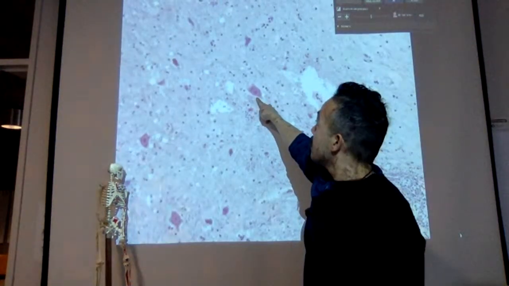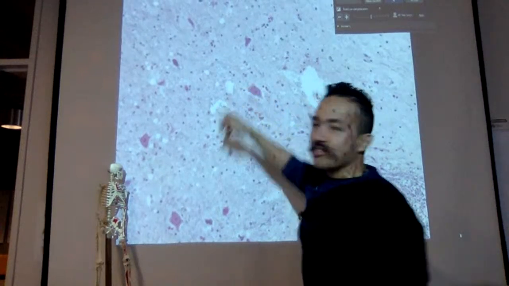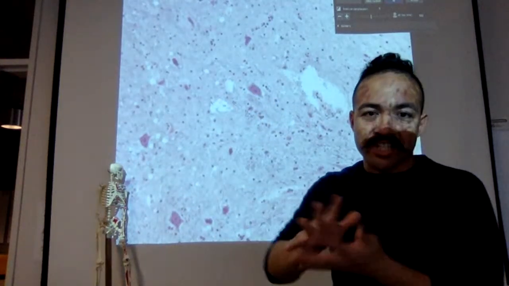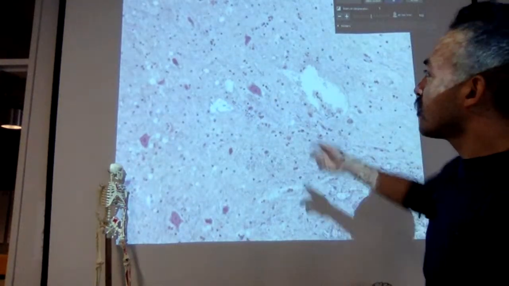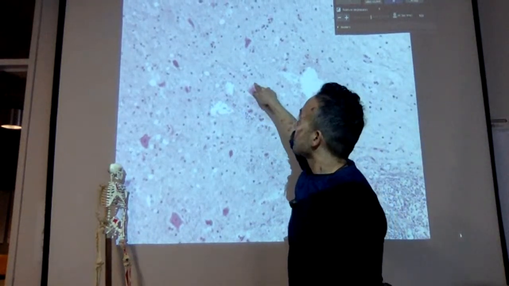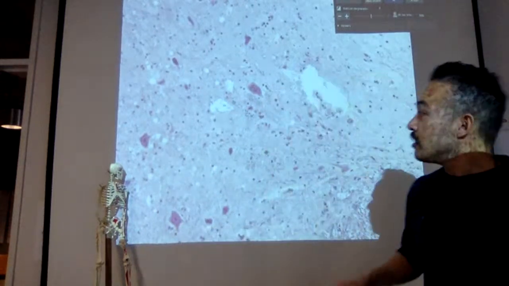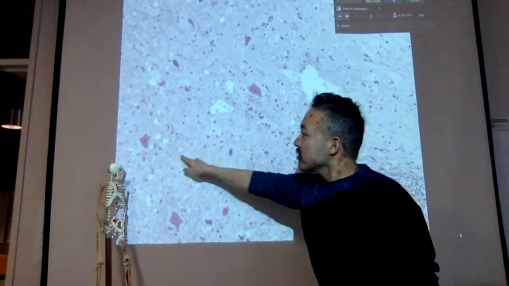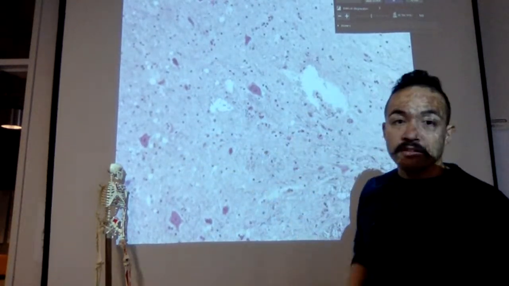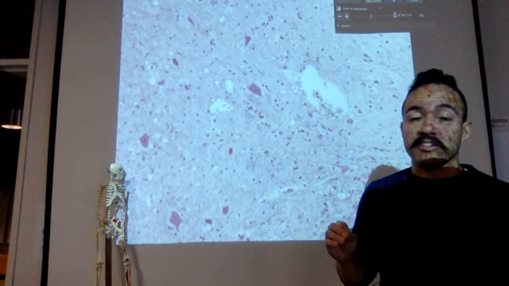There's a neuron. You can see its extensions, but its other projections with dendrites and axons have been cut off. That's why you just see this much of it. There's a neuron, neuron, neuron, neuron. You see a bunch of other cells. They're smaller. Those are glial cells.